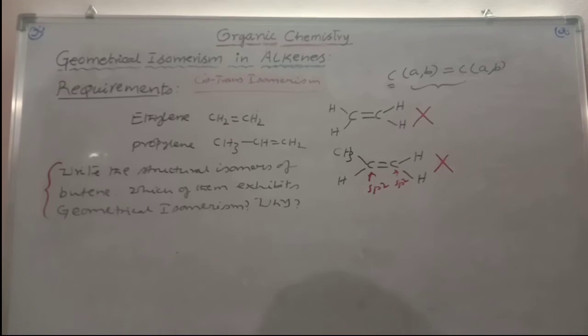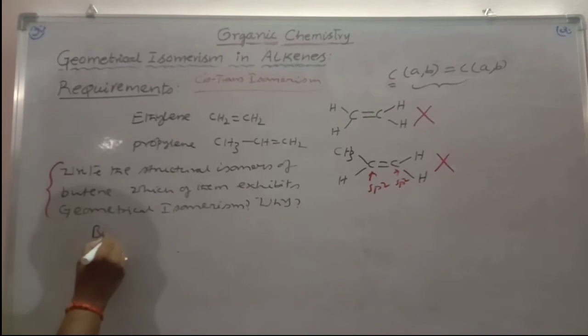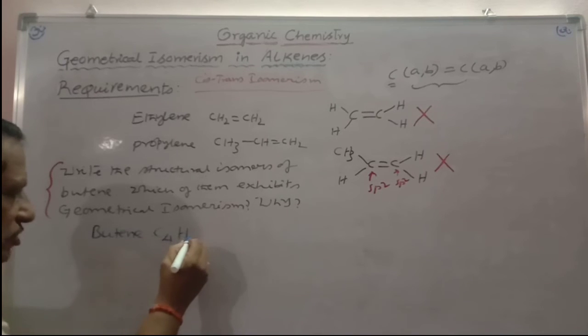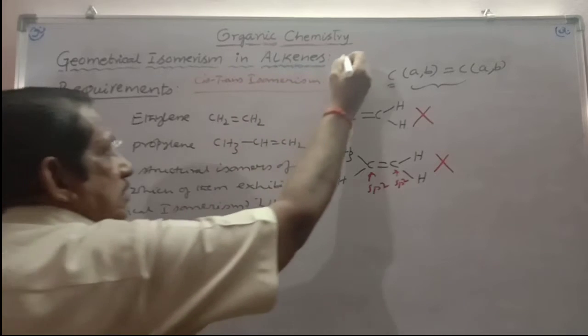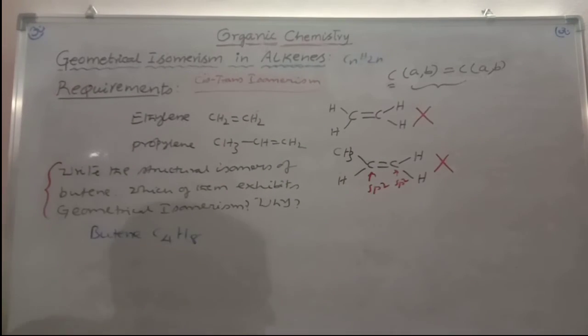Butene, you have to take. Butene formula C4H8, because general formula is CnH2n. This is the general formula for alkene. Number of hydrogens twice to the number of carbons. This is butene. How can you write the structures for butene? How many structural isomers? Not geometry, not stereo.